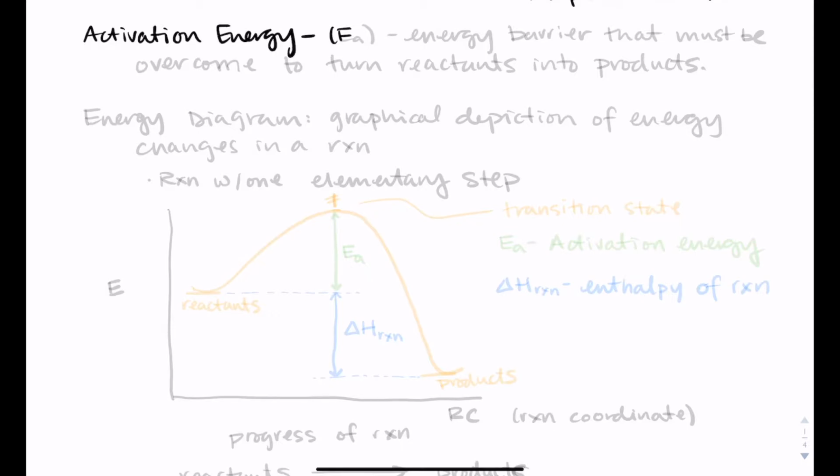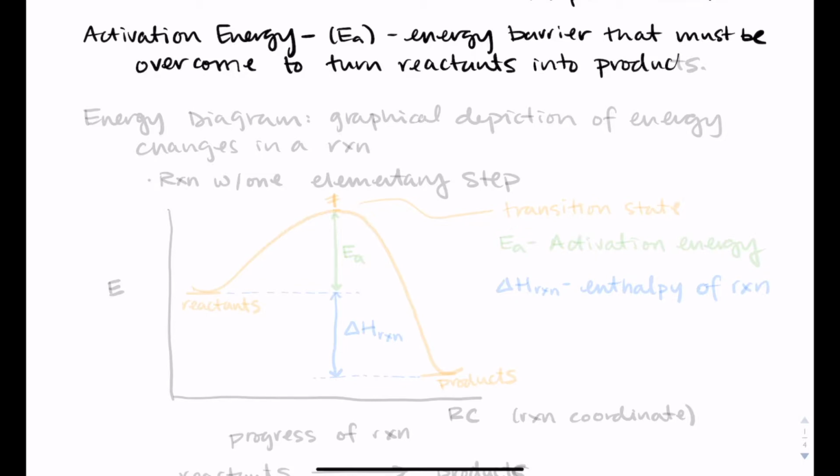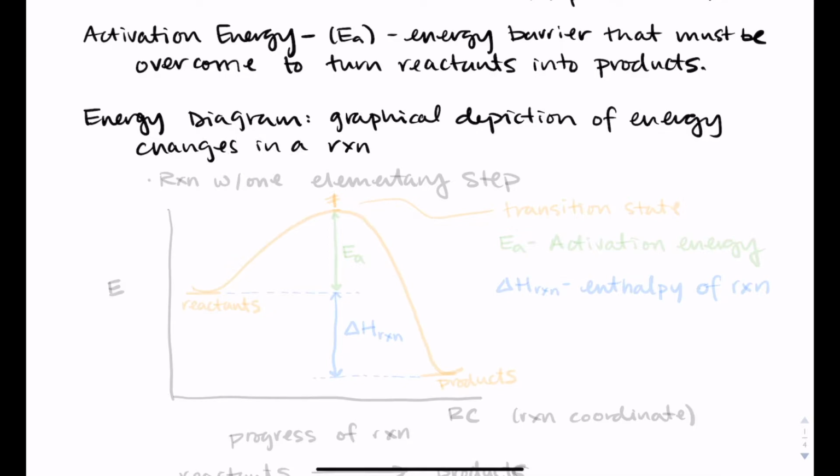So official definition: the activation energy is the barrier that must be overcome to turn reactants into products. And the graphical depiction that we can show of this is an energy diagram. It just shows the energy changes in a reaction. So we are going to plot energy over the progress of the reaction. Now, this is sometimes labeled RC for reaction coordinate. What that really just means is that reactants are on the left and products are on the right.